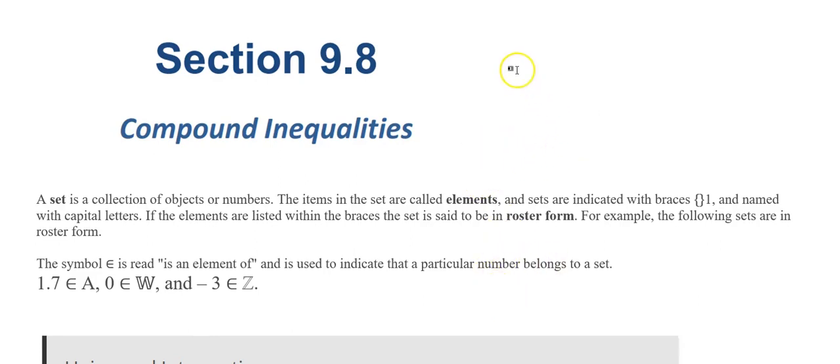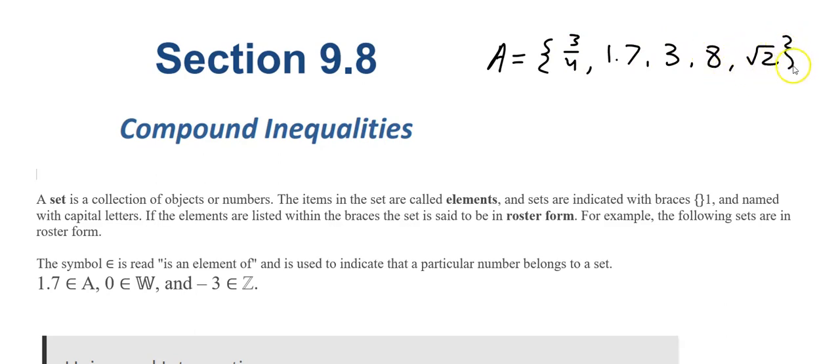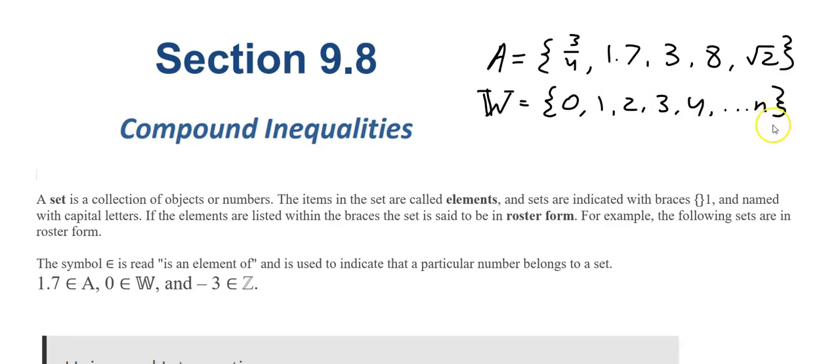Say I have a set here, and we're going to call it set A, and it's going to contain 3/4, 1.7, 3, 8, and root 2. I could also have a set that contains all the whole numbers. Whole numbers start at 0 and they go 1, 2, 3, 4, all the way, and they never stop.